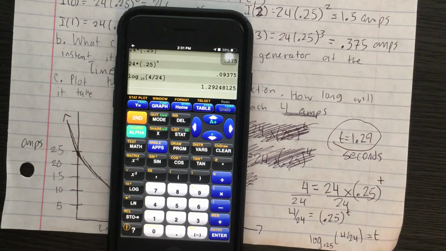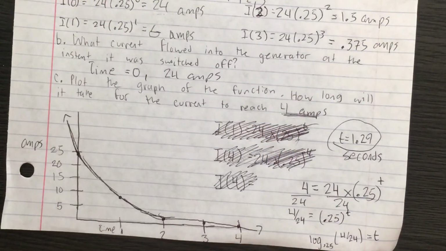So that in a nutshell is what we've got for today. Solving exponential equations, applying those exponential equations to solve for different models and whatnot.